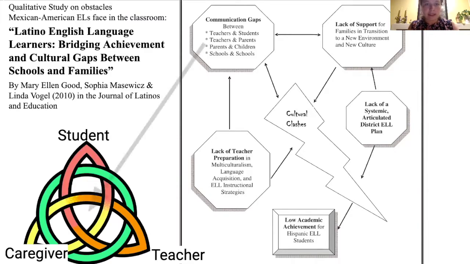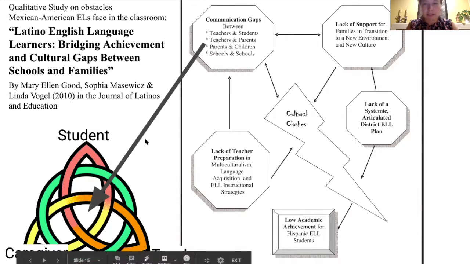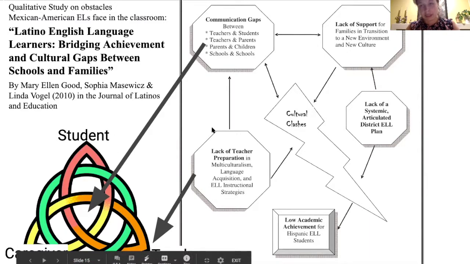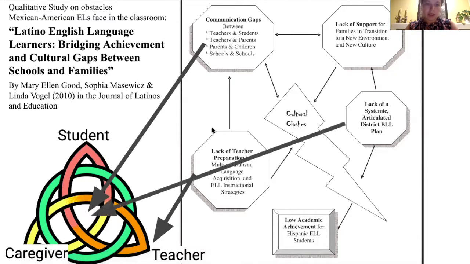And here we can see that, for example, communication gaps are something that affect everyone. So we can think about that as really lying in the middle of our Triquetra. Lack of teacher preparation is something that is very much centered in the teacher. But when we look at the Triquetra, it affects the other relationships as well. Similar to communication gaps, a lack of a systemic articulated district EL plan or school-wide EL plan is again in the center, as that really does affect every single relationship and has something to do with the social or cultural aspects of the school.